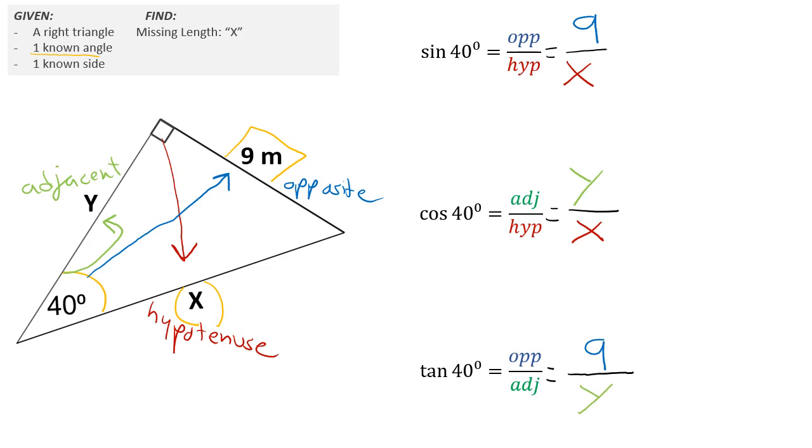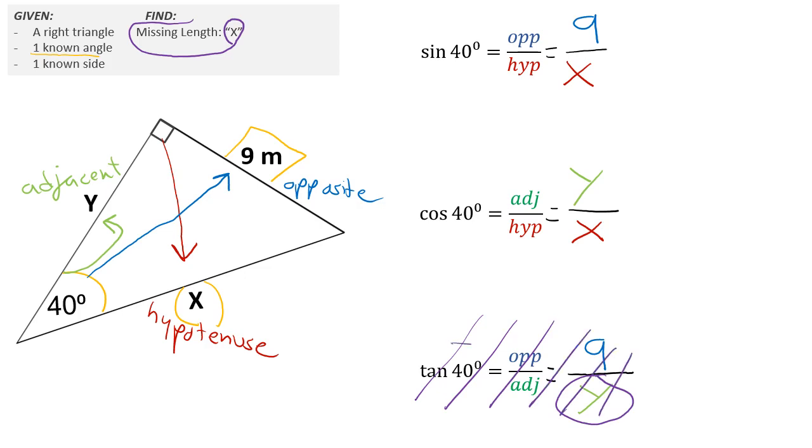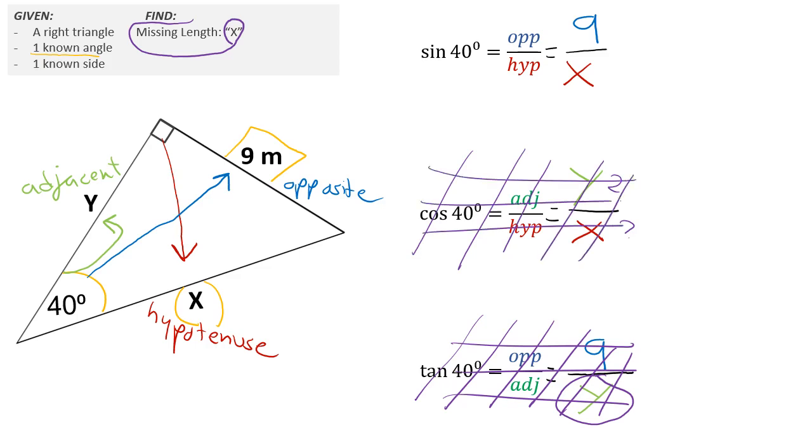So, as always, the question is, which of these ratios is actually going to help us find x? Well, it's probably not going to be the tangent. The tangent we could use if we were trying to find y, but that's not what it's asking for. The cosine isn't helpful because we have 2 missing sides, so let's just get rid of that. So our winner is the sine of 40 equals 9 over x. Let's check that out on the next page.